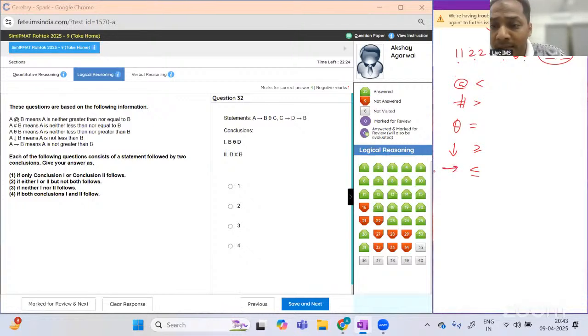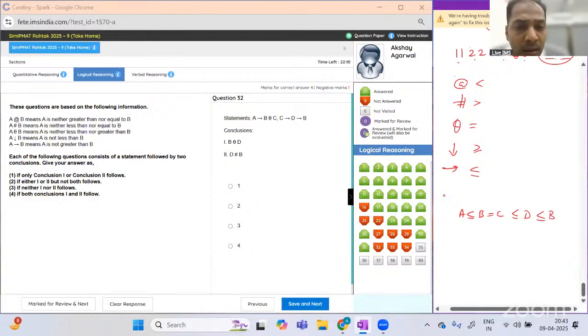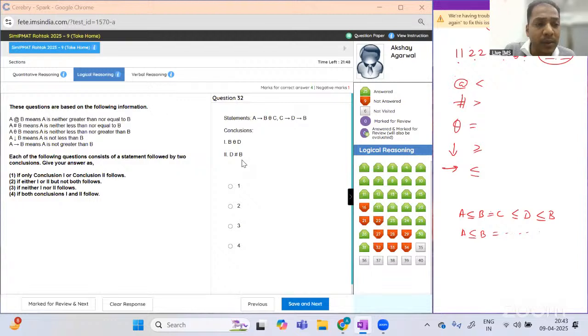So side arrow, A is less than equal to B. B is theta C, B is equal to C. C is less than equal to D. D is less than equal to B. But B and C are equal. Clearly, all are equal. A less than equal to B, and all of them are equal, because B and C are equal already. B is equal to C and B is less than C also. How is that possible? No. So the conclusion is B delta D. Yes, B is equal to D also. D hashtag B. Hashtag B means greater than. No. Only conclusion 1 follows.